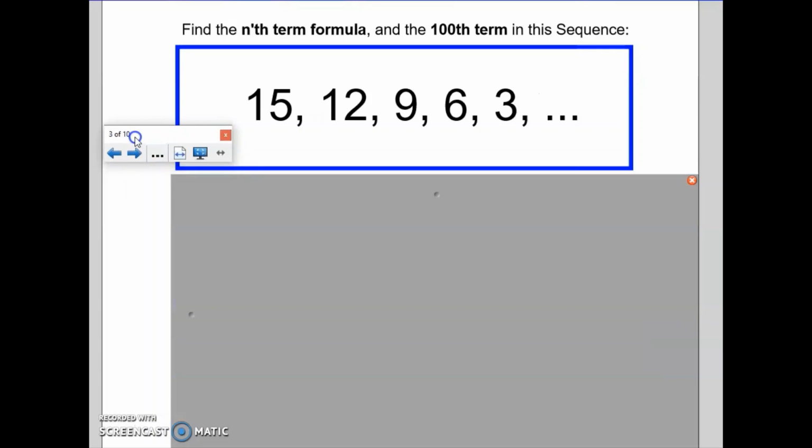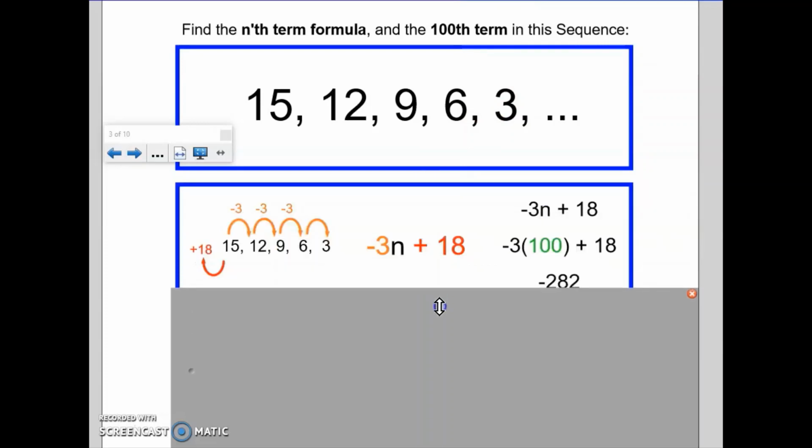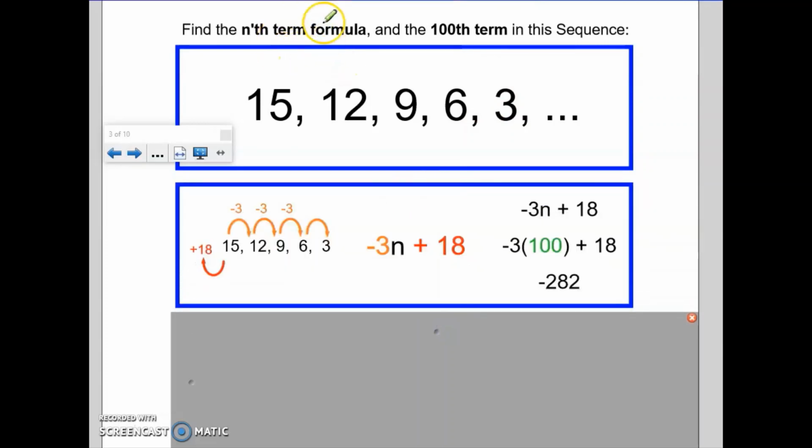Let's have a look at another sequence. So this time the sequence is going downhill. The sequence is getting smaller. I'm taking away 3 each time. But because that subtract 3 is consistent, I'm still dealing with a linear sequence. Let's have a look at my working out. Again, I'm trying to find the nth term formula and the 100th term.